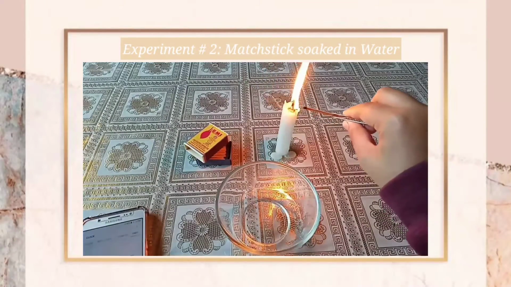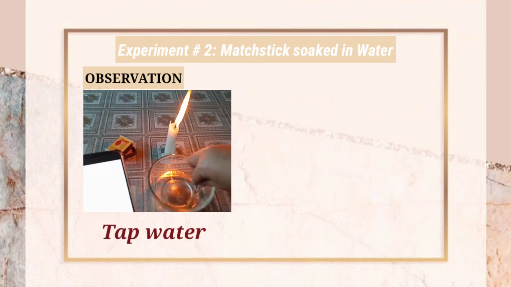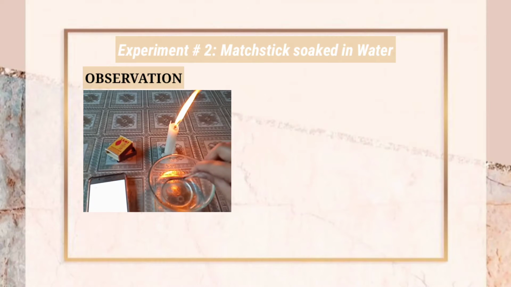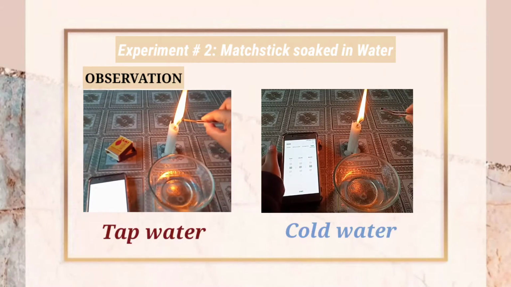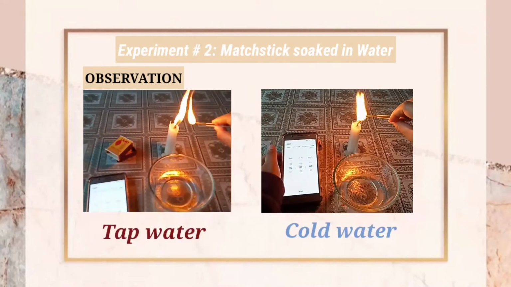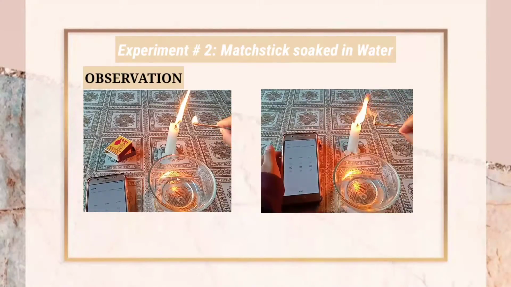Observations. First, after lighting the matchsticks, we can observe that the light of the matchstick soaked in the tap water is brighter than the matchstick soaked in the cold water. Also, the chemical reaction rate of the matchstick soaked in the warm water is faster than in cold water.